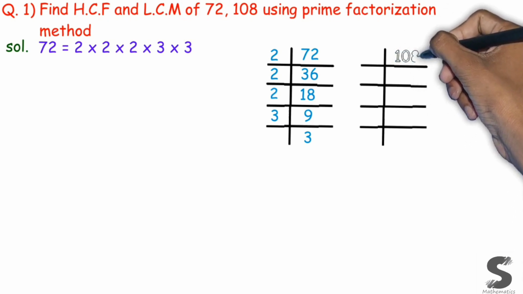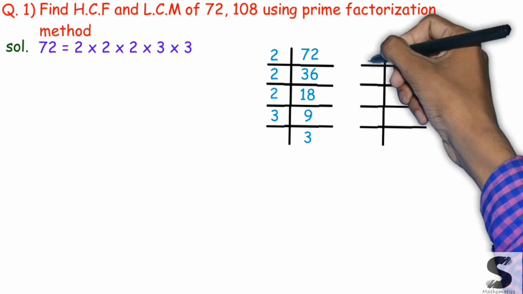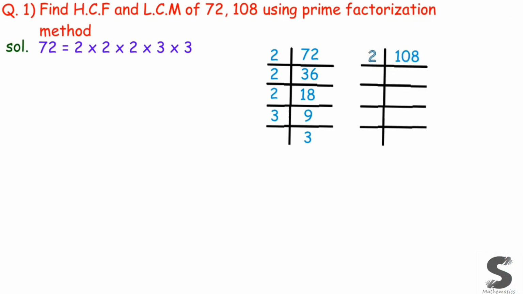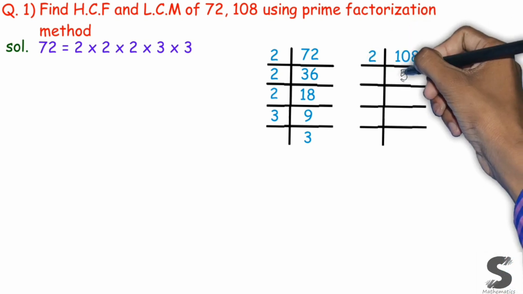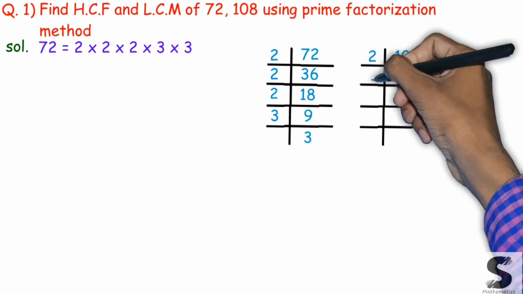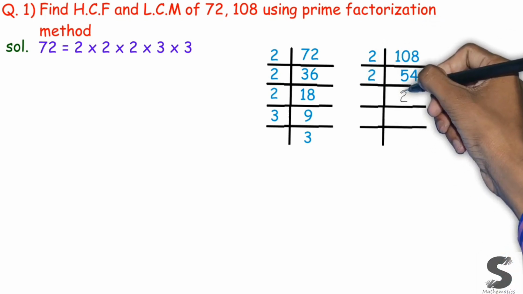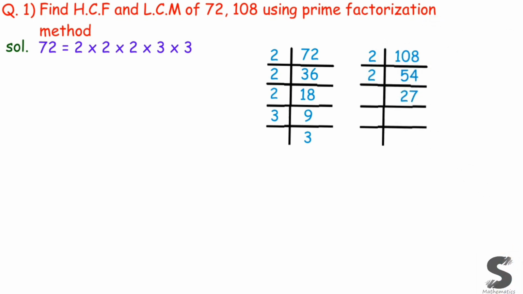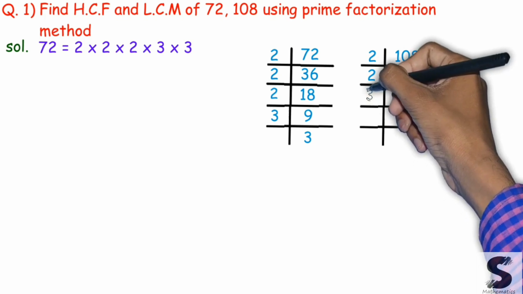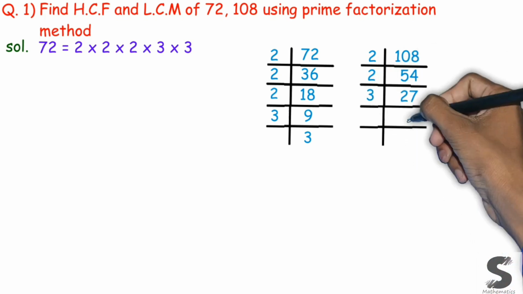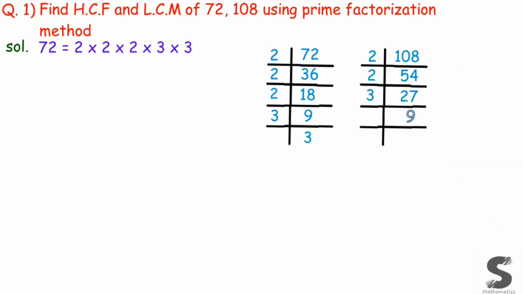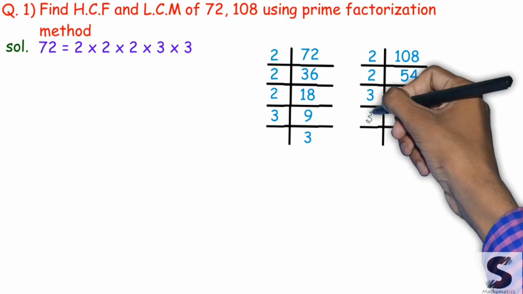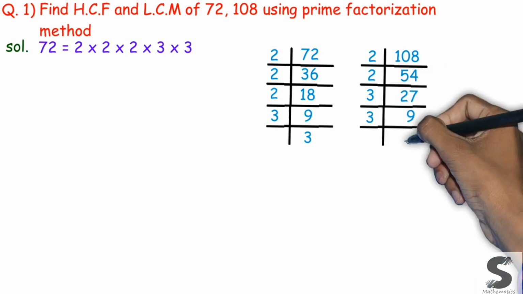So in 108 the unit place is 8, hence it is divisible by 2. 2 5s are 10 and 2 4s are 8. Again unit place 4, so it is divisible by 2. 2 2s are 4, remainder 1 becomes 14. 2 7s are 14. And 3 9s are 27. And finally 3 3s are 9.